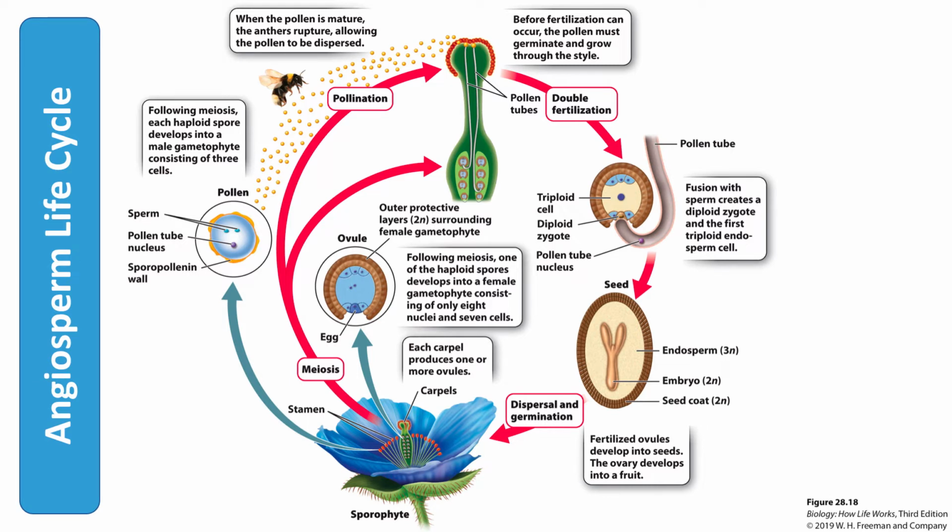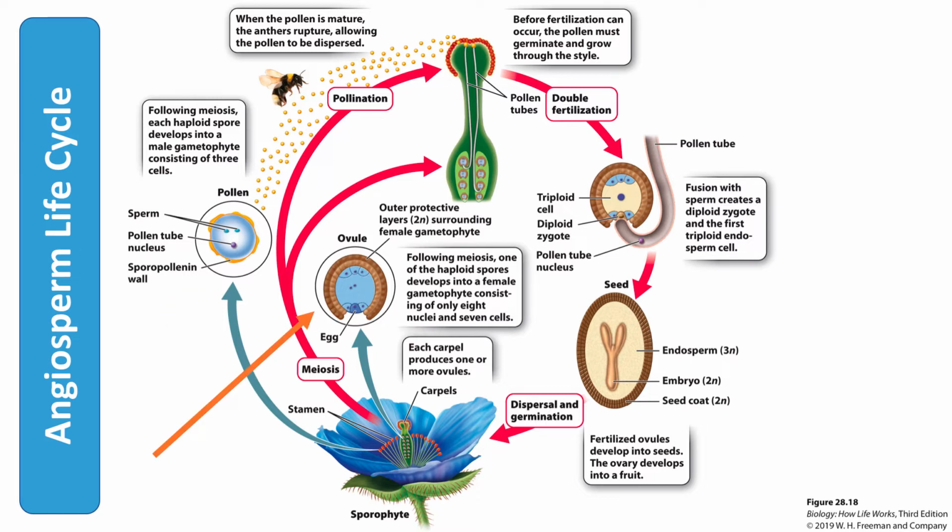Let's take a look at the angiosperm life cycle. As mentioned in the previous lecture, a major trend in the evolution of plants is the decreasing size and independence of the gametophyte generation and the increasing prominence of the sporophyte generation. In angiosperms, this trend is taken even further. The male gametophyte has only 3 cells. One controls the growth of the pollen tube, while the other 2 are the male gametes or sperm.